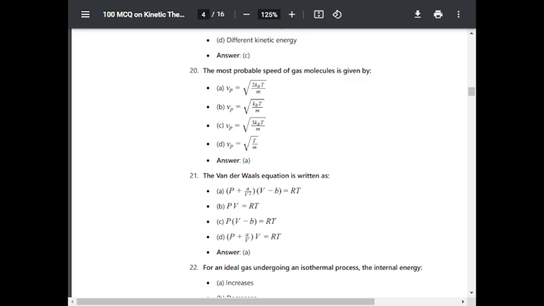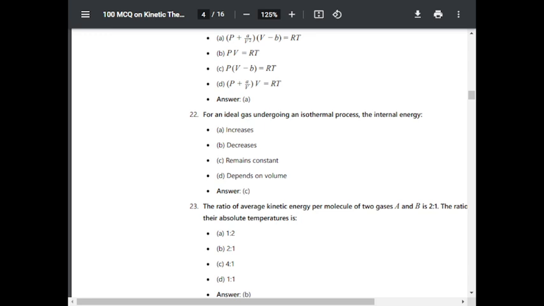Question number 21. The van der Waals equation is written as: option A, P plus A upon V square into V minus B is equal to RT; option B, PV is equal to RT; option C, P into V minus B is equal to RT; option D, P plus A upon V into V is equal to RT. The correct answer is A: P plus A upon V square into V minus B is equal to RT.